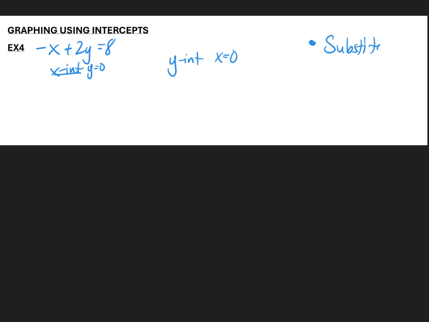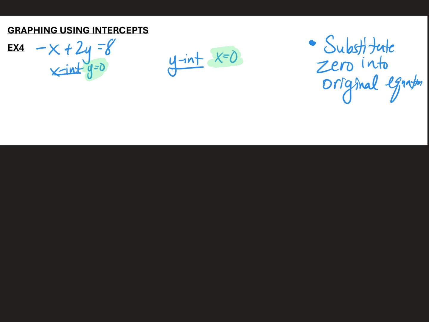Substitute 0 into original equation. And how do you know where to substitute 0? You know based on what I wrote. Y is 0 for the x-intercept. X is 0 for the y-intercept.